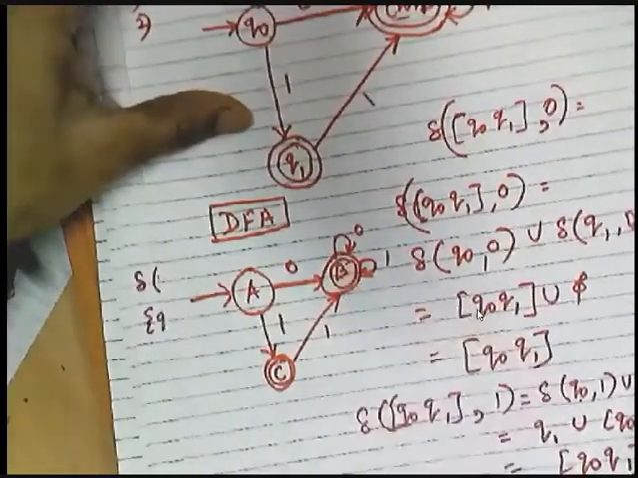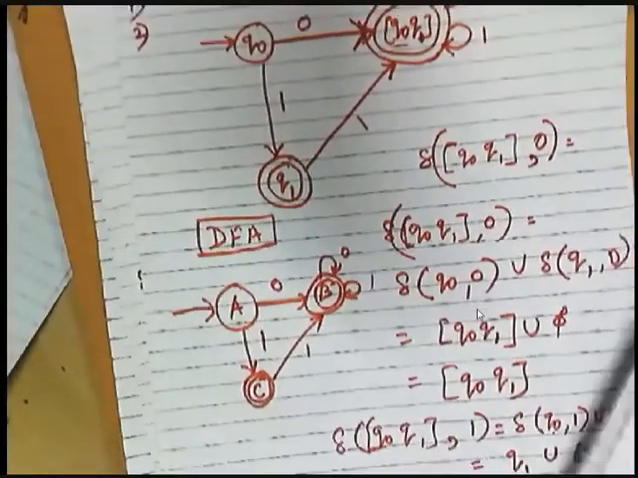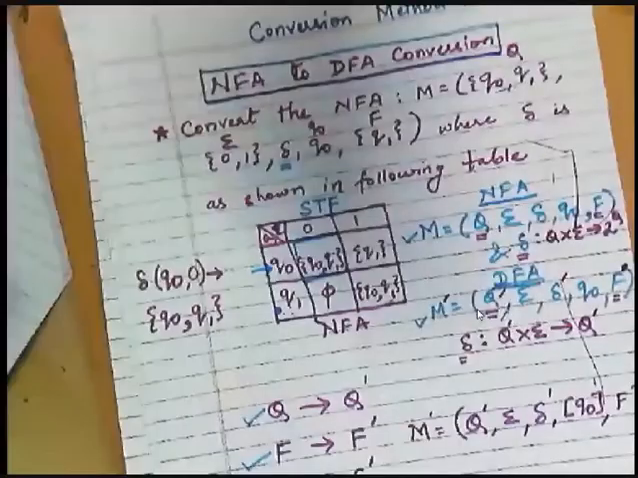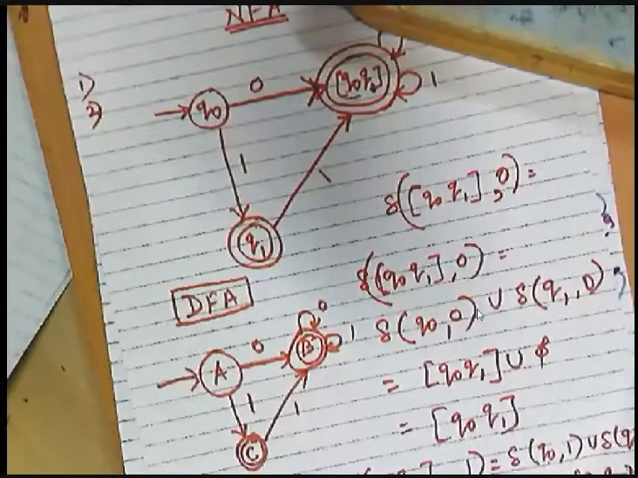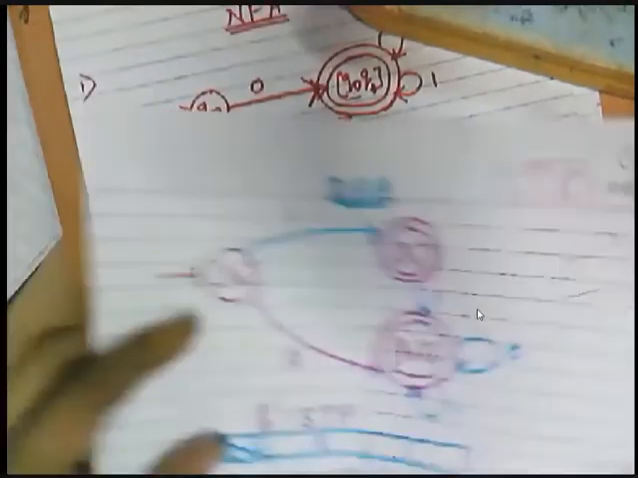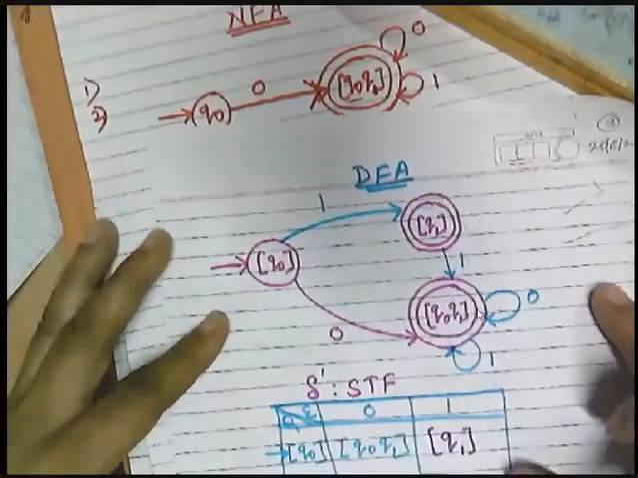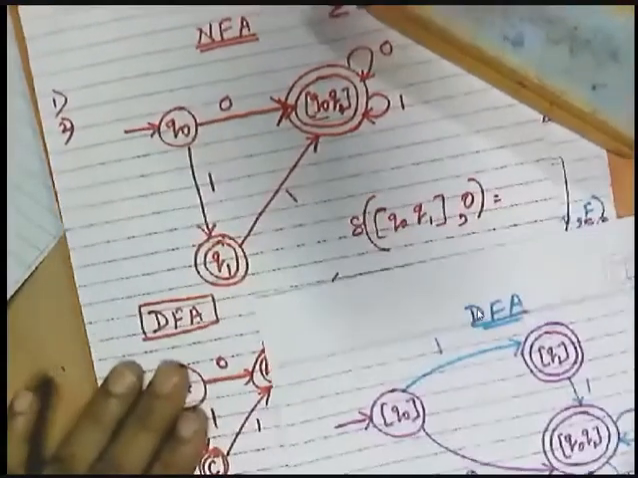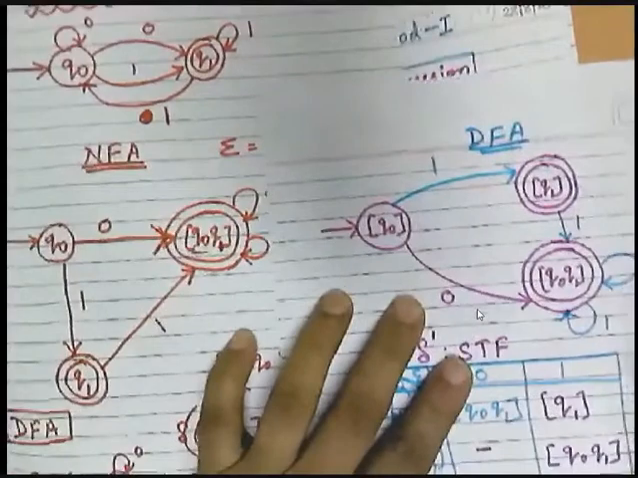If you verify with the other method, so let me show. In the other method also, that is the first method, we have got the same type of DFA. Have we got the same thing? Just check. So this was our DFA. Is it matching? Just check. I hope you are able to see both the diagrams.